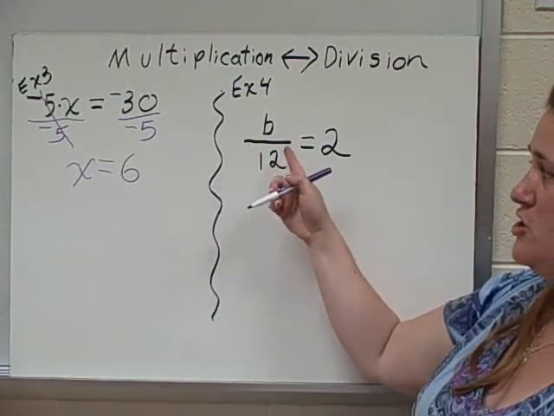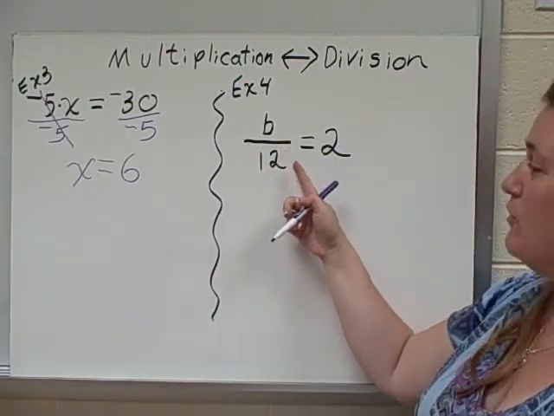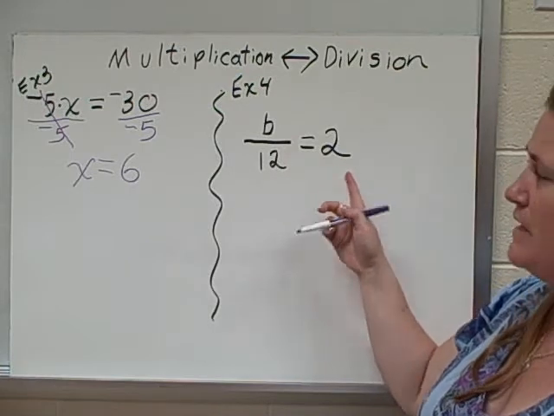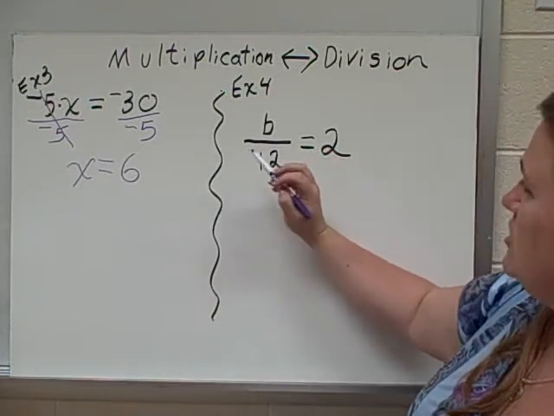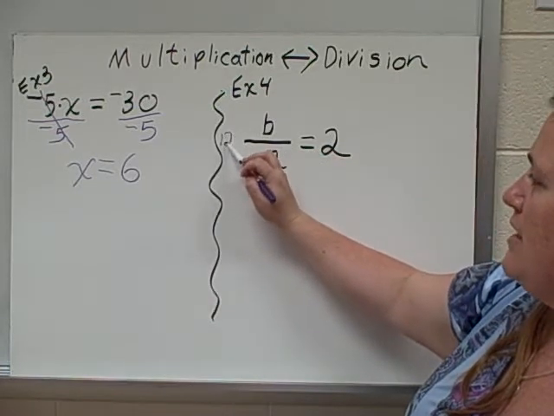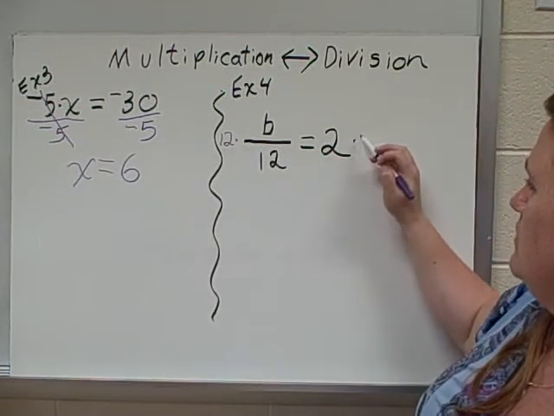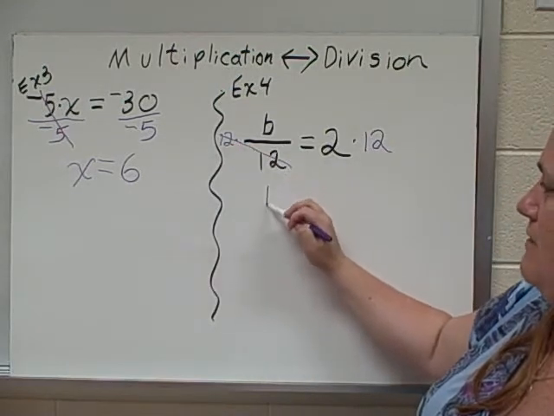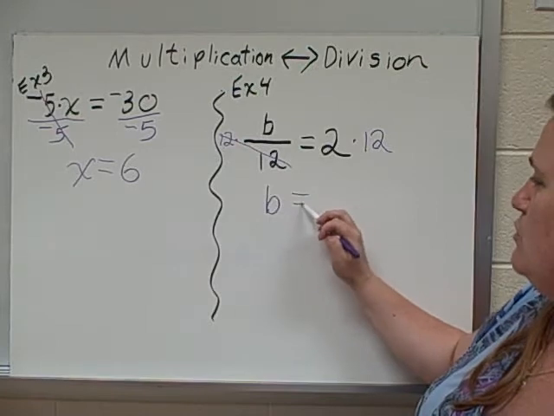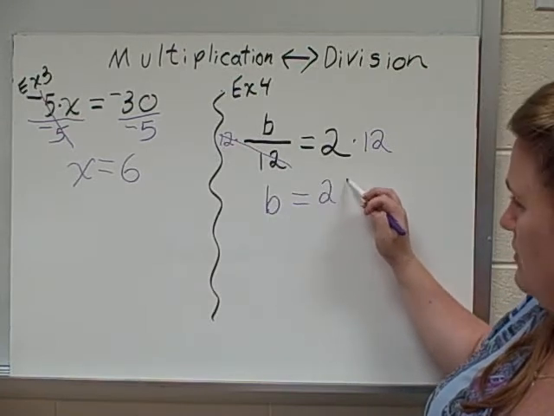Here we have division. B divided by 12 equals 2. So the inverse of division is multiplication. So we're going to multiply by 12. These cancel, and we get B is equal to 24.